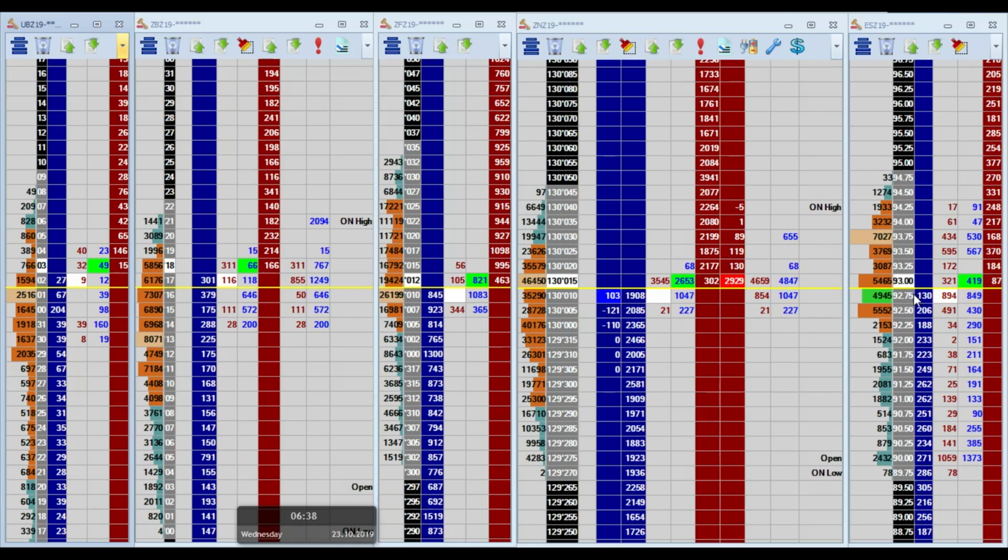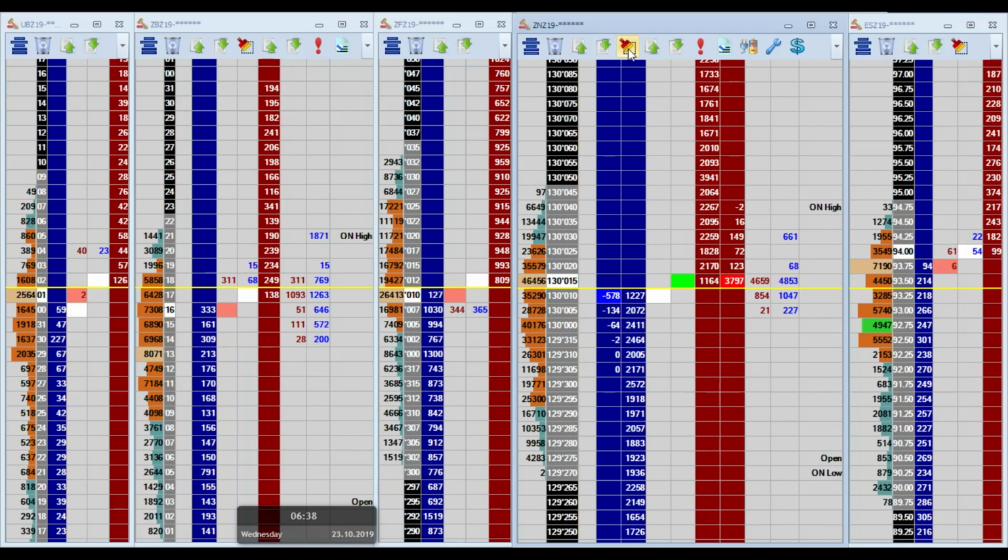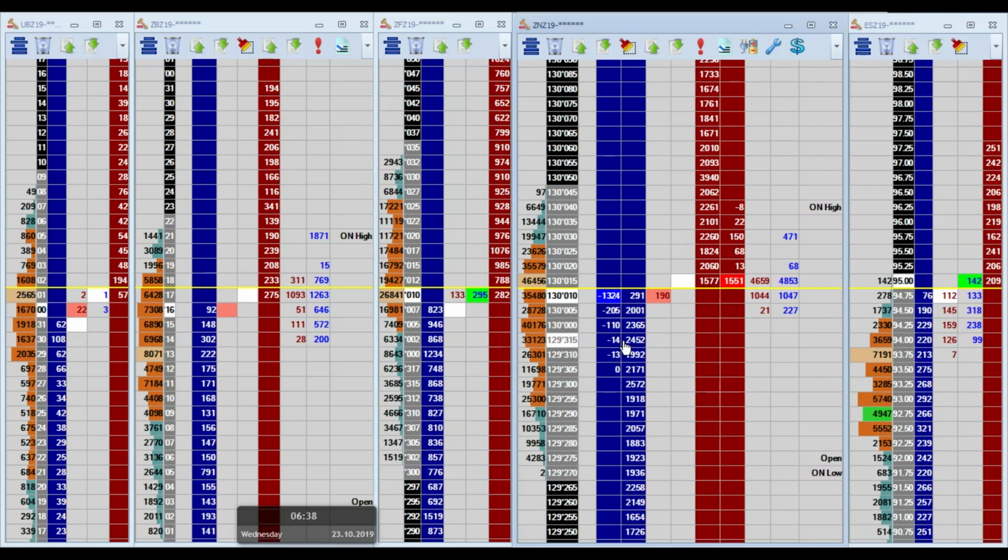This normally works as an inverse correlator to these products, so when this is going up, these go down, and vice versa. Again, this is just trading on order flow. There's no charts or anything like that here. If you want to learn more about this product, I would suggest going to the Jigsaw Day Trader website or their YouTube channel.